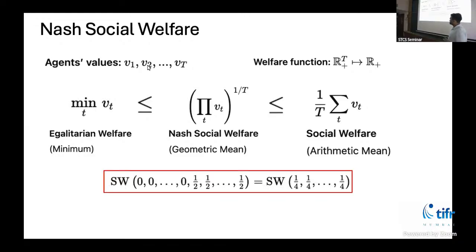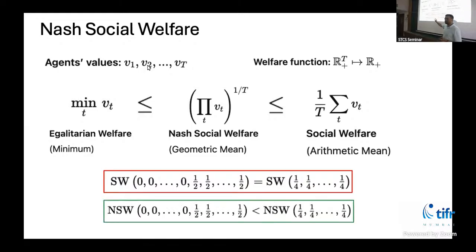So consider this case. I have T number of agents, and half of the agents, the first T by 2 agents, have 0 reward, and the next T by 2 agents have half reward. The social welfare is the same as in the following setting, where all the agents have 1 by 4, right? In both cases, social welfare is the same, even if the first half has 0 reward in this case. But Nash social welfare prevents this. In the same setting, where half of the agents have 0 reward, the Nash social welfare is 0, which is always less than in the second case, right? That means in this way, Nash social welfare prevents this kind of thing from happening. The initial rounds will be heavily penalized.